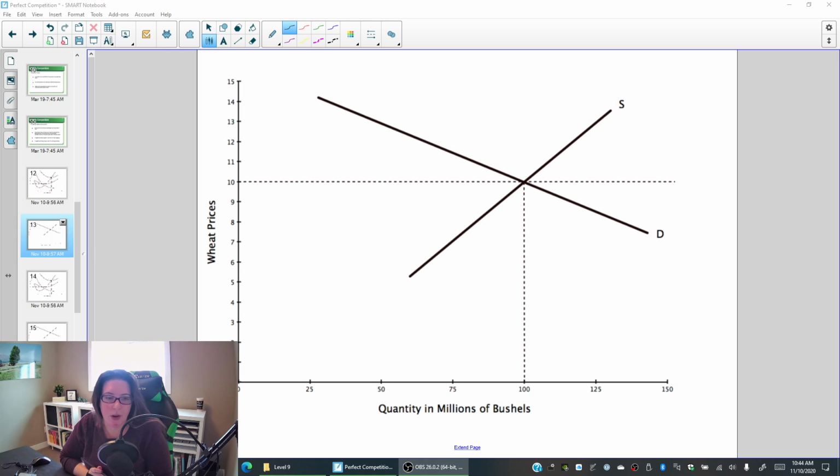In our previous video, we looked at the characteristics that are necessary to have a perfectly competitive market, right? Large number of buyers and sellers, perfect information, no transaction costs, no barriers to entry or exit, homogeneous product. So now we're going to look at the impact that those pieces have on a perfectly competitive market.